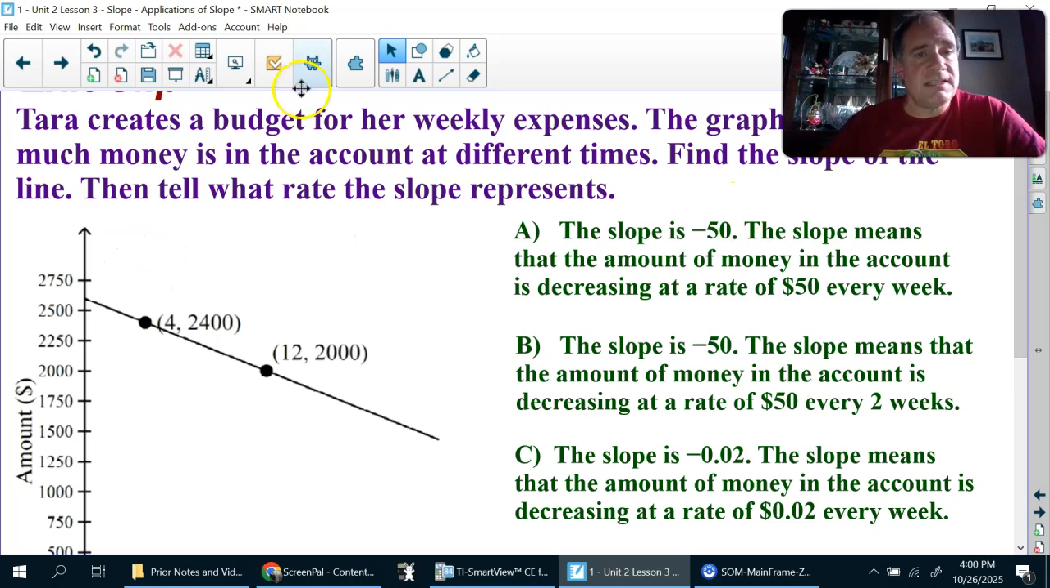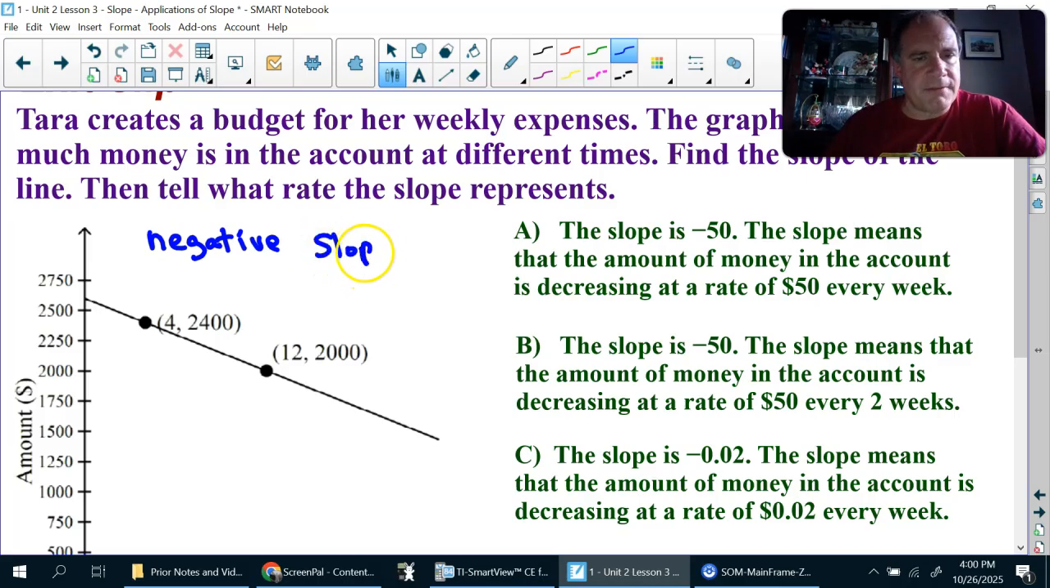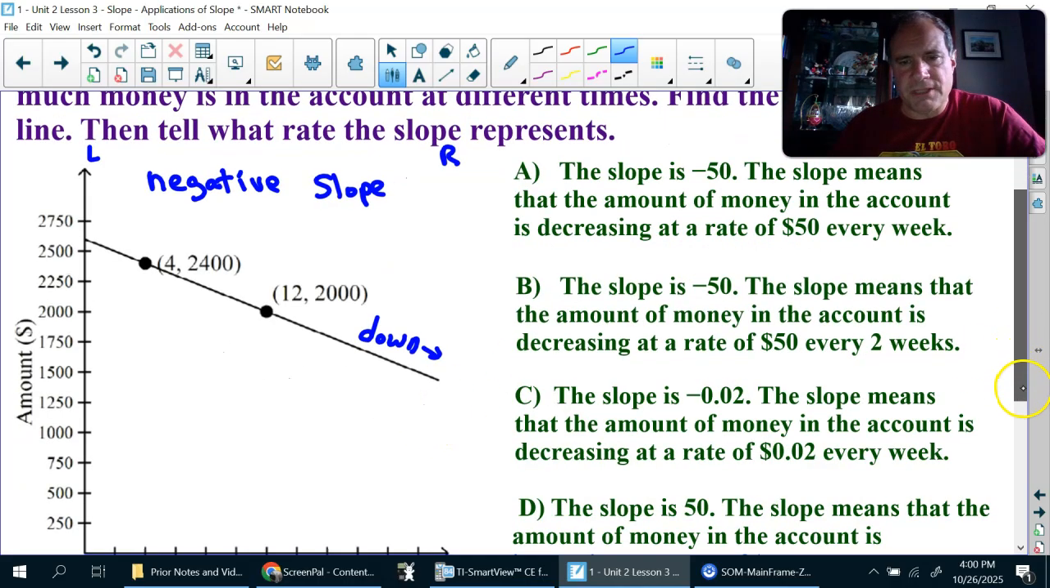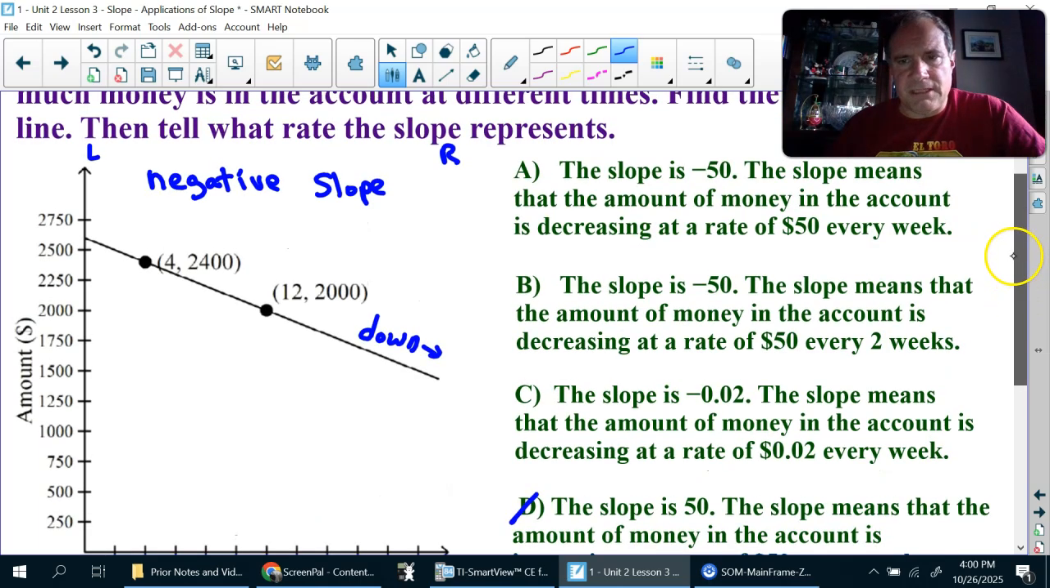As soon as I see this, I know that this is a negative slope, and it's because it goes down from left to right. You could put your L and your R here. It is going down. So that means this is a negative slope. So the slope is negative 50. The slope is negative 0.02. This is out. All right, so here we go. The slope is negative 50.